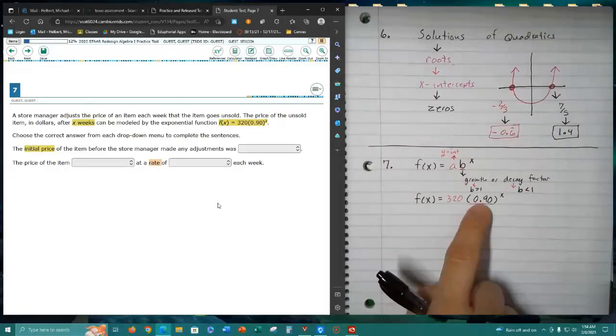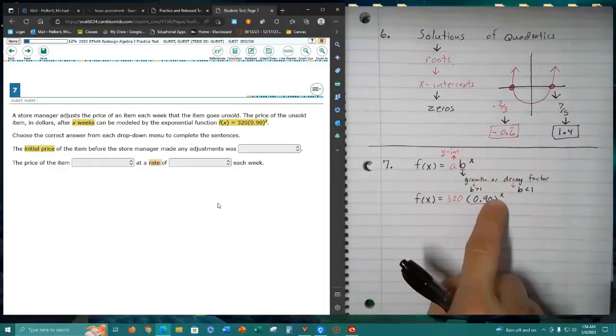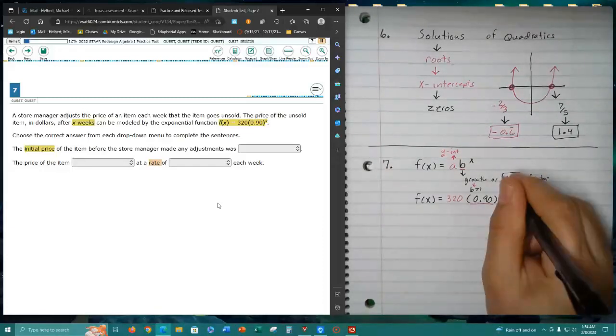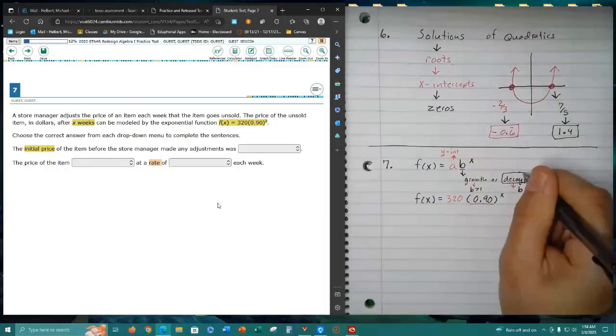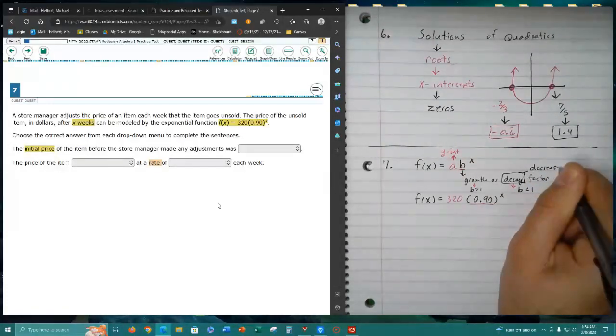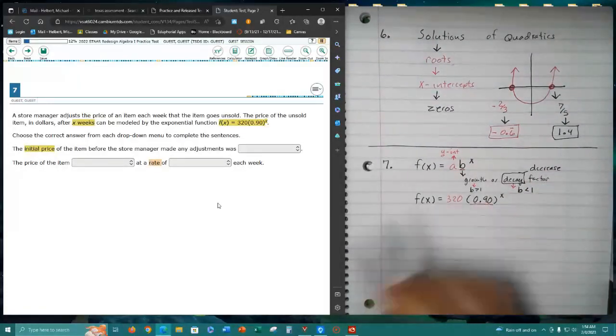Now I want you to notice this b is less than 1. So since this b is less than 1, it's decay. So this is a decay situation. Decay just means that it's going to decrease the price. So I'm going to write decrease, and we'll go back and fill that in just a minute. So I know price is going to be decreasing.